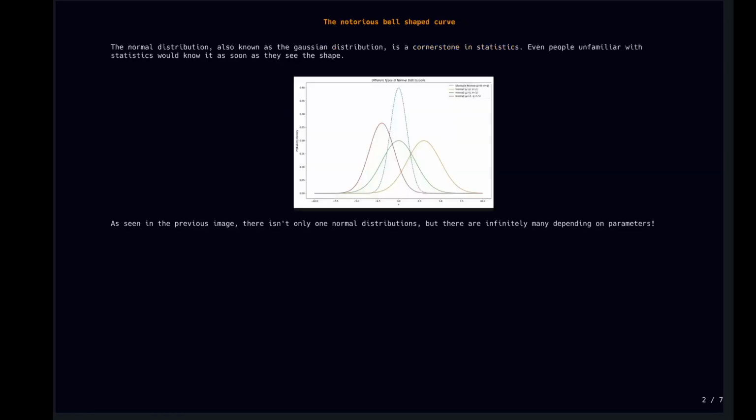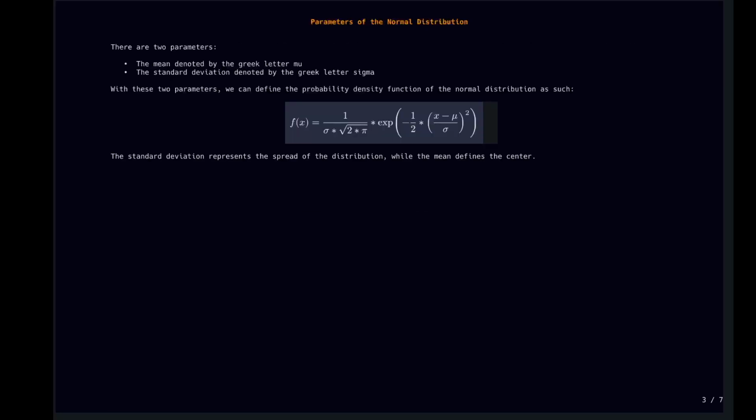So if we go back to our plot, we could see here that the one with mu equal to 3 is the one centered a little to the right of the rest of them. And you can see this one has a low spread. It has a standard deviation of 1, which is the lowest of them all. So it's centered at the mean.